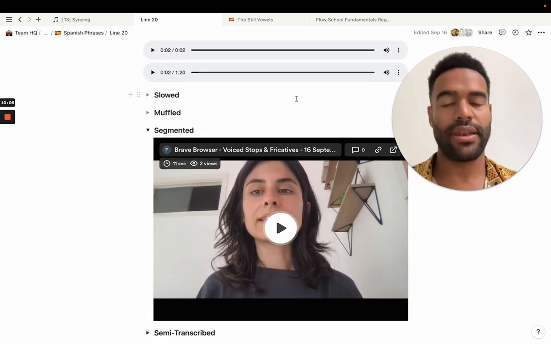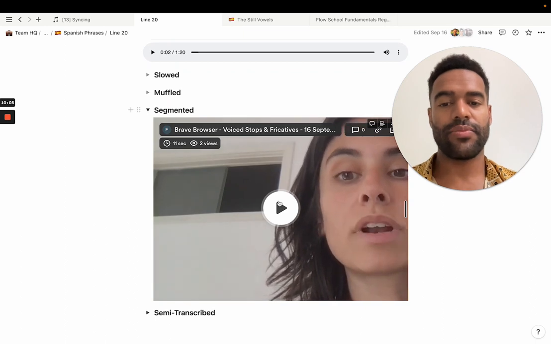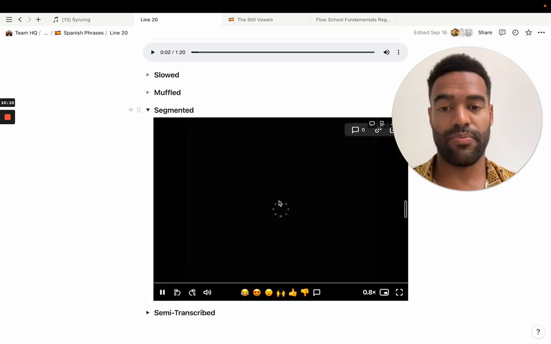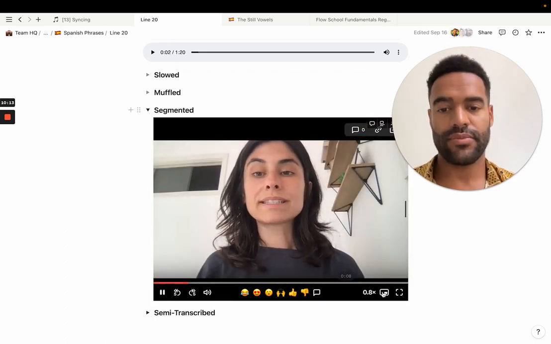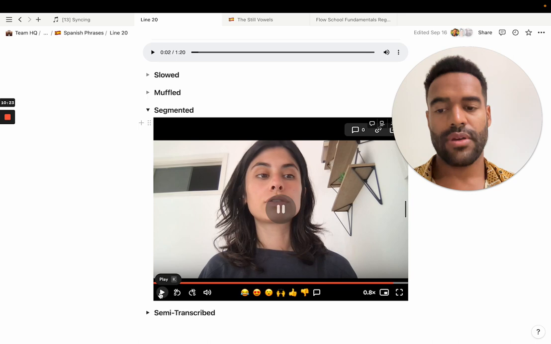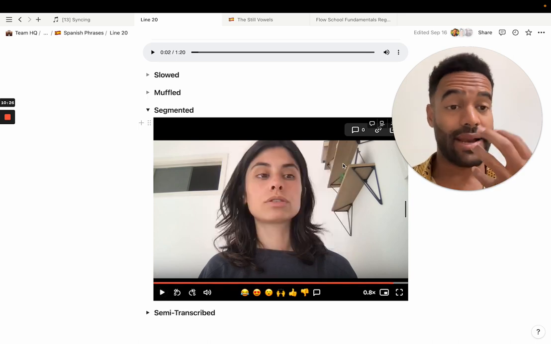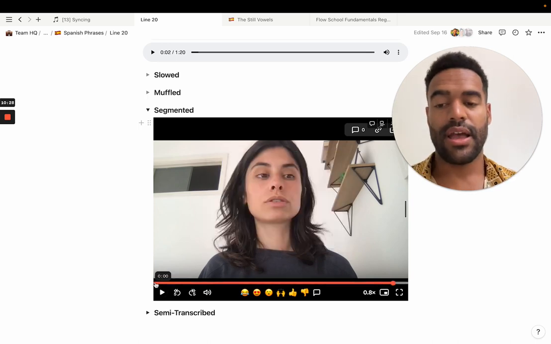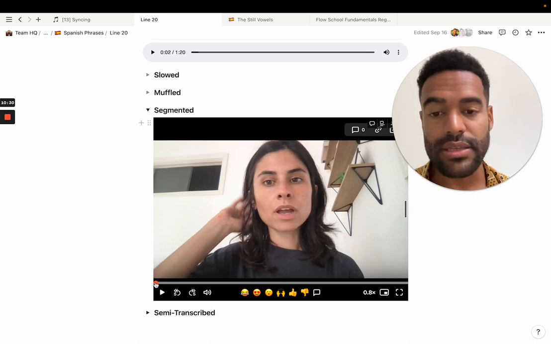This is what syllable segmenting is about. Taking that speech and breaking it down into these pieces. No es una alternativa de desarrollo. Right, so if I wanted to practice saying this phrase, I would mimic these segments like this.